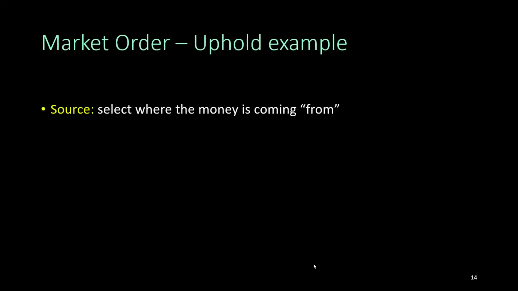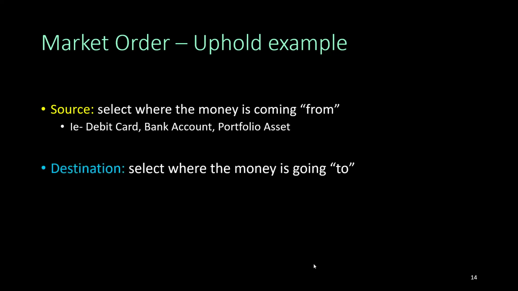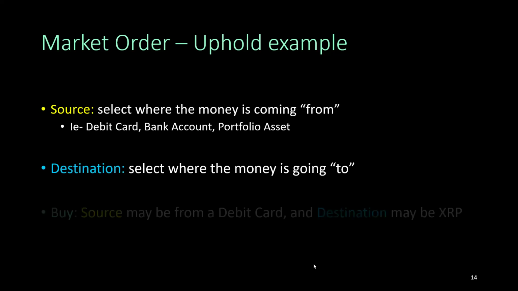Now, an Uphold example of this: they have buy and sell buttons when you're looking at assets, but when you're ready to actually execute a trade, maybe from a bank account, there's two little buttons. One's called a source, one's called a destination. Both of them you have to fill in. The source is always where the money is coming from. Could be a debit card, could be a bank account that you have linked. Could be another asset from your portfolio, which I'm going to get into at the end of this video. And the destination is always where the money is going to.